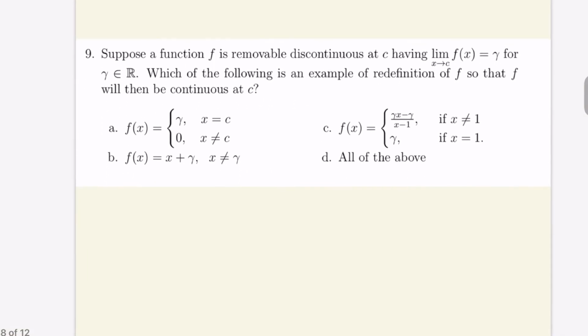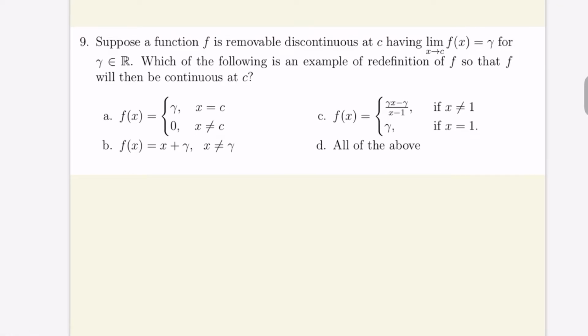Number 9. Suppose a function f is removable discontinuous at c, having limit this one. So, ito yung limit niya. And for all gamma in R, which of the following is an example of redefinition of f so that f will be then continuous at c? So, may hint na tayo. Ito na kasi yung limit natin. So, dapat pipilitin natin yung f of c natin is always this one. Para magiging equal siya sa limit.